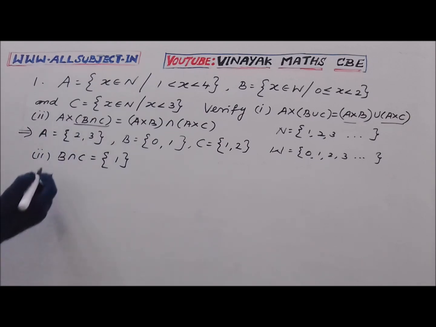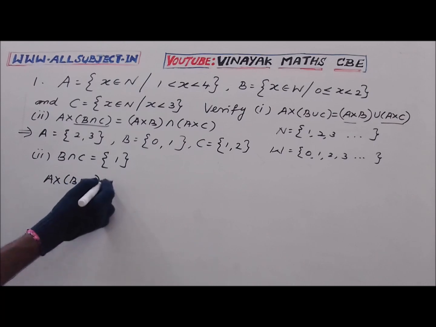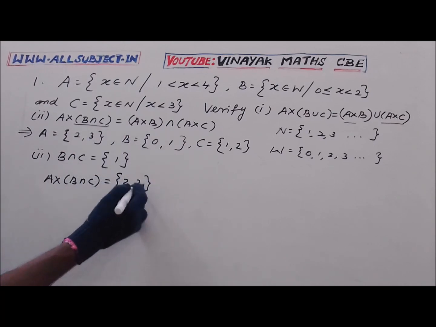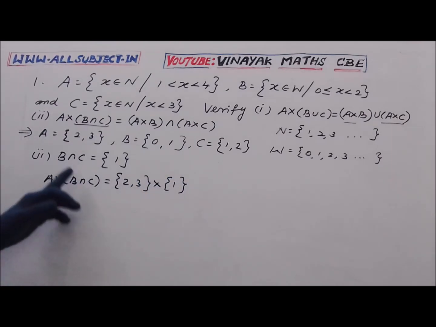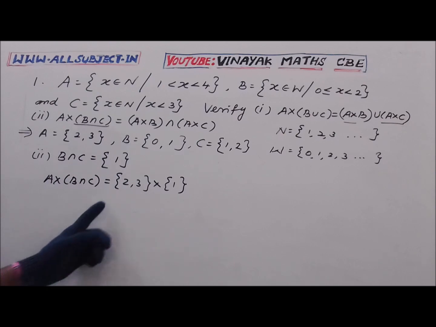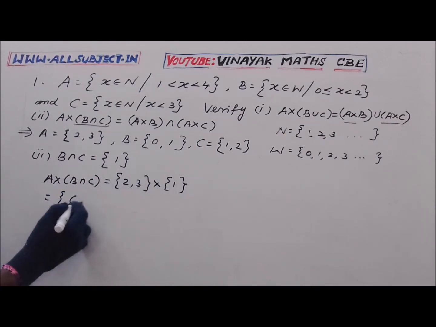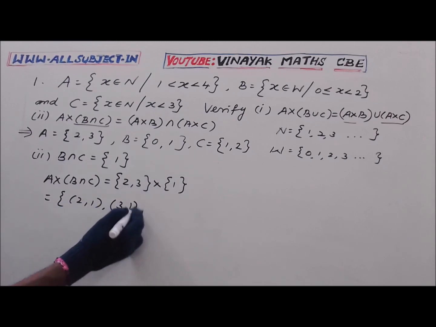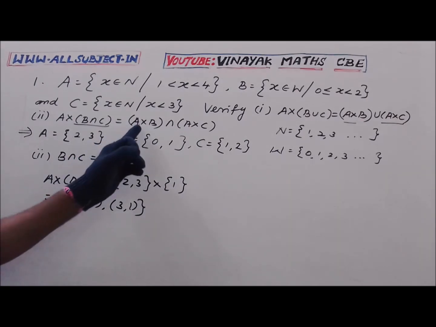Now A cross B intersection C will be equal to set A, we have 2, 3 elements, and cross product of 1, since in B intersection C we have 1. Now applying cross product here, which implies (2,1) and (3,1) are the elements in the set A cross B intersection C. Now we have completed the left hand side. Now we are going to the right hand side.